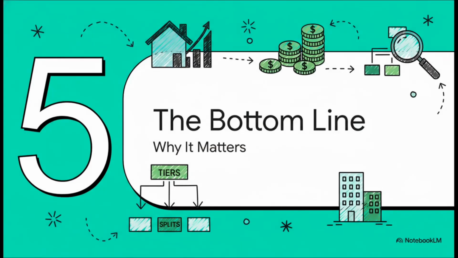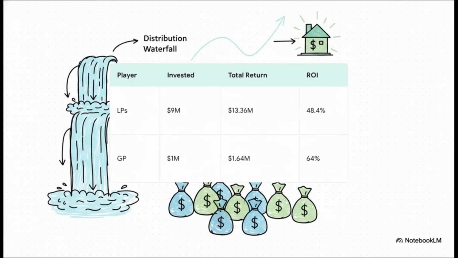Okay, let's pull back for a second and talk about the bottom line. Why does understanding this structure matter so much for anyone who's even thinking about investing in real estate? This table really puts it all together. The LPs put in $9 million, and they walked away with over $13.3 million. That's a fantastic outcome. But the GP who only invested $1 million got back over $1.6 million. Now, this isn't unfair. This is the agreed-upon reward for their expertise, their risk, and for executing a plan that made the whole deal a success in the first place.